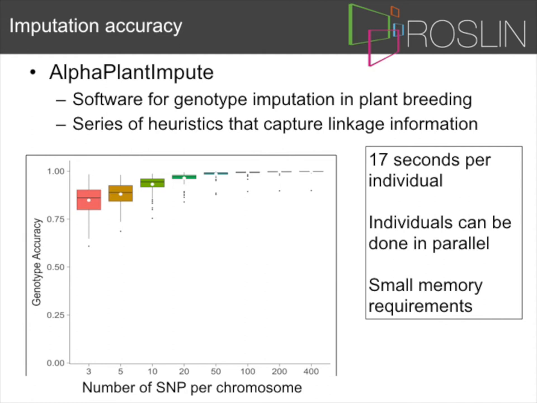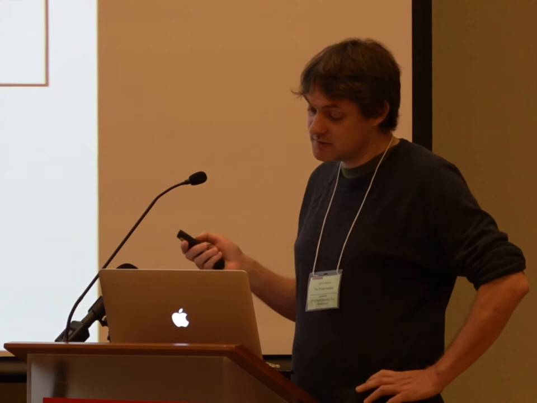This algorithm, I don't want to go into the details because it would be a whole presentation in itself, but it's basically a series of heuristics that capture linkage information. On this axis, I've got the genotype imputation accuracy, and on this axis, I've got the number of SNPs per chromosome. If you look at, let's say, 10 SNPs per chromosome, we're getting almost perfect imputation accuracy, and that would translate to almost perfect imputation accuracy all the way up to whole genome sequence information if the parents were sequenced. It's pretty quick, it runs in 17 seconds per individual and it's parallelizable, etc.